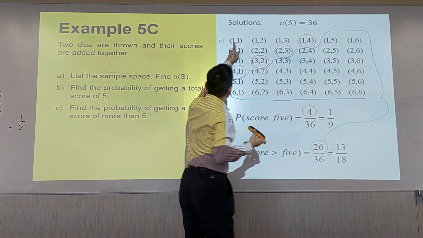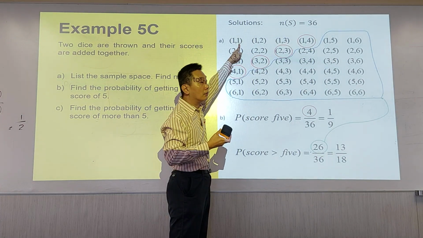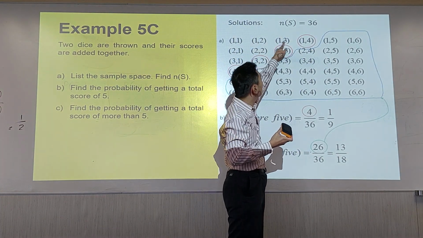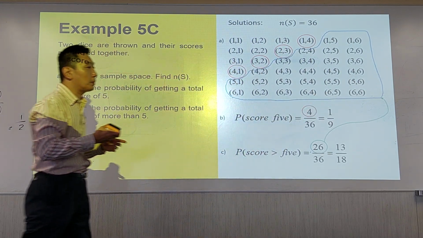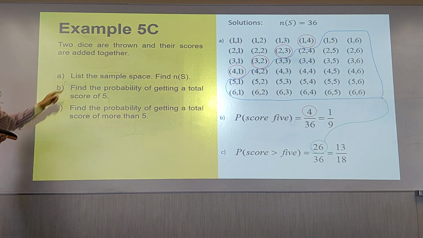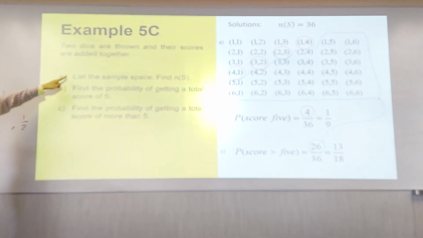That means the first die may show score 1, second die may show score 1, right? Or the first die is 1, second die is 2. Or first die is 1, second die is 3. So list down first the 36 possible outcomes. That is the first die, right? So that means there will be 36 possible outcomes, and S is equal to 36, if the question involves 2 dice.